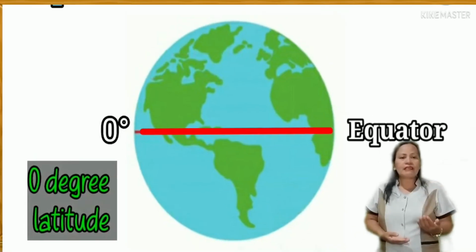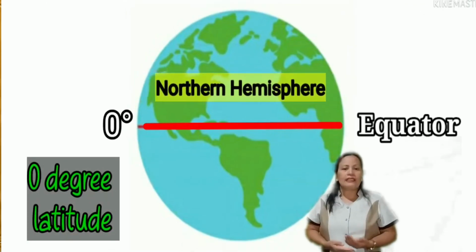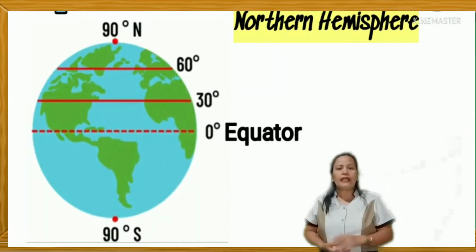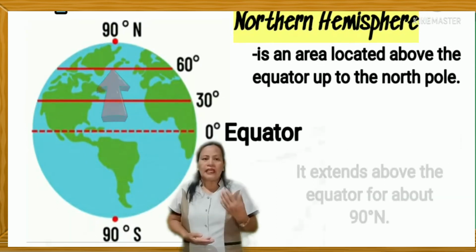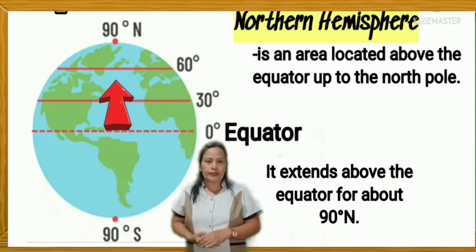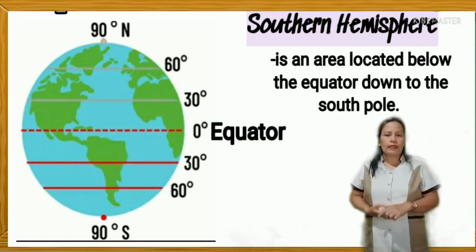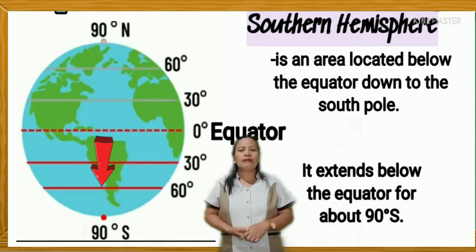The equator divides the Earth into two hemispheres. What are they? Fabulous! We have the northern hemisphere and the southern hemisphere. The northern hemisphere is an area located above the equator to the north. It extends above the equator for about 90 degrees north. The southern hemisphere is an area located below the equator down to the south pole. It extends below the equator for about 90 degrees south.